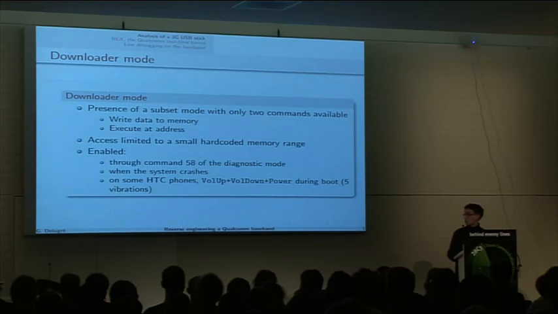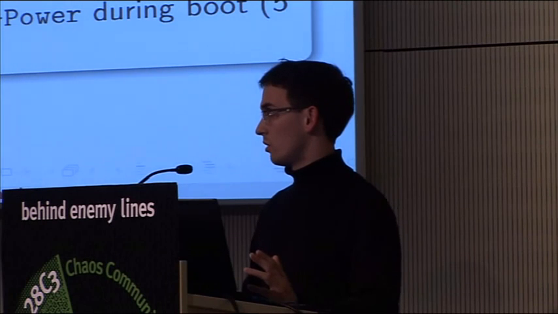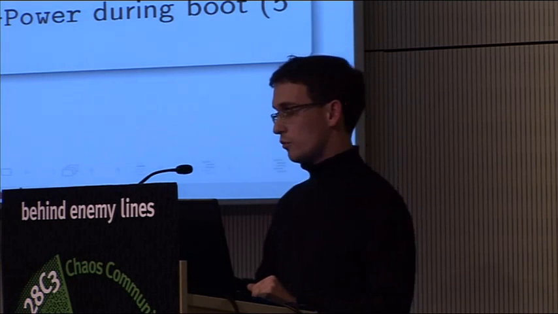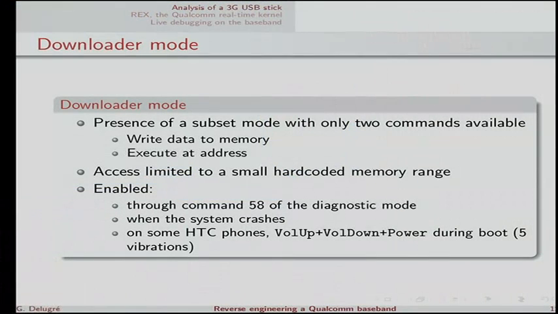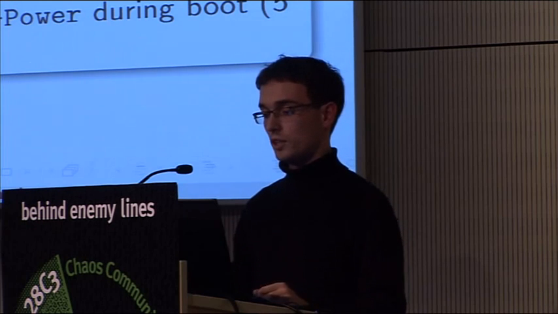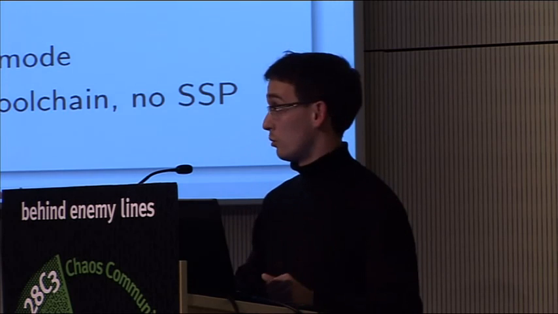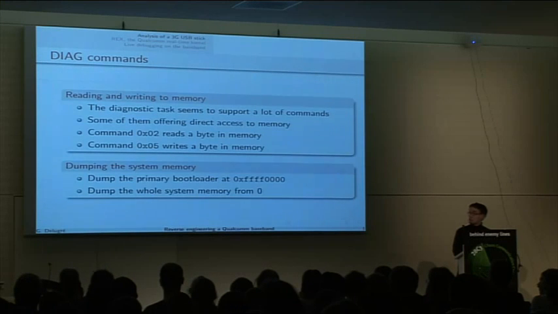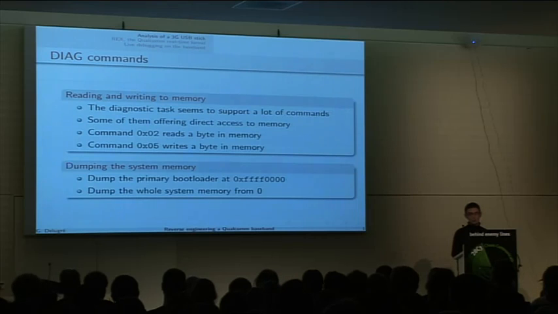It's also enabled when the system crashes, and on some HTC phones, like the HTC Desire Z, I think, when you boot your phone you can hold volume up, volume down, and power for a few seconds. Then while booting, you'll see five vibrations. If you plug in the USB cable, you'll see a serial port on the phone, and this serial port offers the downloader mode. So you can push data and execute in the baseband. It's directly accessible. In fact, you do not really need this since you've got unlimited read and write access in memory with the diagnostic mode already. But if you don't get this mode, you can try the downloader mode.